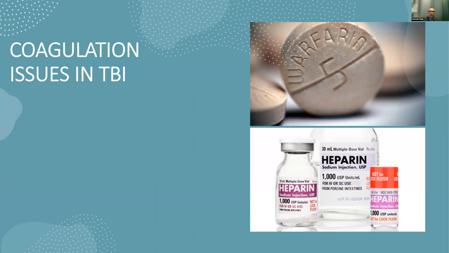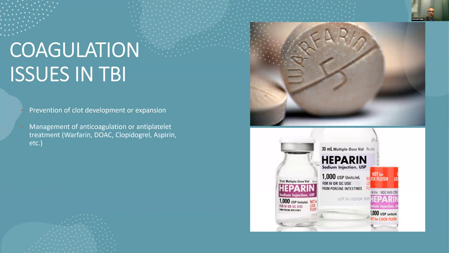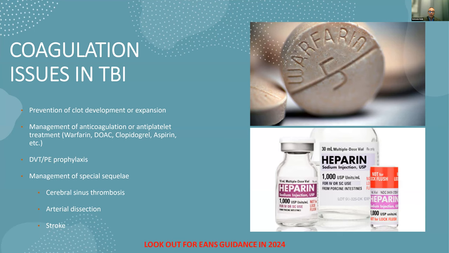But there are a number of coagulation issues in traumatic brain injury. These have been discussed already to some extent, and obviously the prevention of clot development and expansion, but the management of anticoagulation and antiplatelets is really, really topical because we deal with it every day and is not something that we can afford to ignore anymore. You already covered DVT prophylaxis, but we also have special sequelae, for example, cerebral sinus thrombosis, which is increasingly recognized as an early complication of TBI, arterial dissection, and stroke. And we need to come to some consensus on what to do about these. And I think there'll be ENS guidance coming out next year and probably carrying on being updated every year.